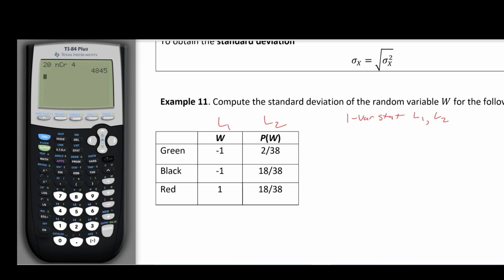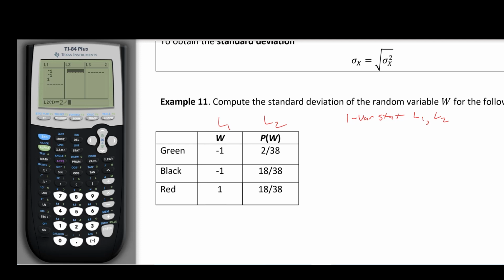So if I turn on my calculator and clear this out, I'm going to put this first column in L1. So you go to Stat, Edit, clear out all my lists. I don't need any of these. All right. So -1, make sure you're using a negative symbol, not the subtraction symbol. Another -1, +1. In L2, I'm going to just go ahead and put 2 divided by 38.